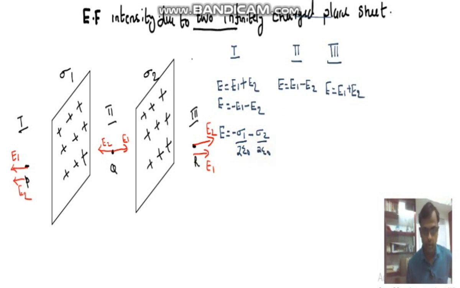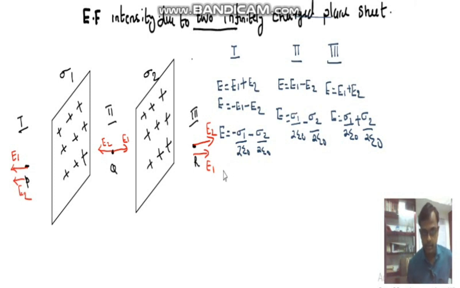The same way in the second point, that is in between two plane sheets, we can write here E is equal to E1 minus E2, that is sigma 1 divided by 2 epsilon 0 minus sigma 2 divided by 2 epsilon 0. Now to the right side, both are positive. So E is equal to E1 plus E2, what is E1? Sigma 1 divided by 2 epsilon 0 plus sigma 2 divided by 2 epsilon 0. This is the electric field in between, and left side of the first plate and right side of the second plate.